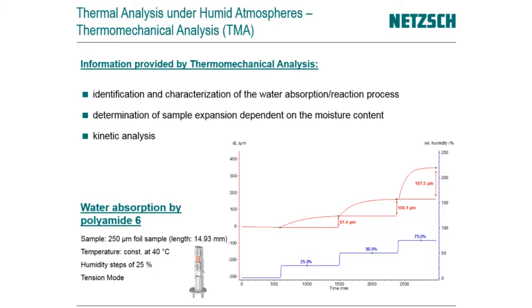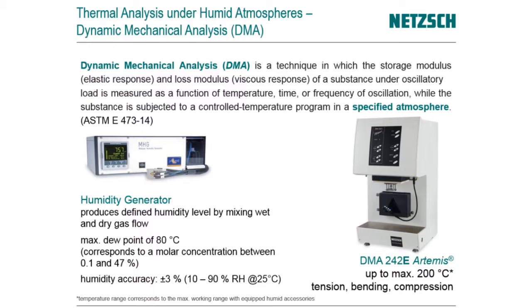We are determining here the sample expansion as property. And what you see, for instance, in this example, is a starting length of a material of about 50 millimeters, and a total increase of more than 300 micrometers. So we have here really a significant length change, which is already influencing, for instance, the size of possible products, shapes.